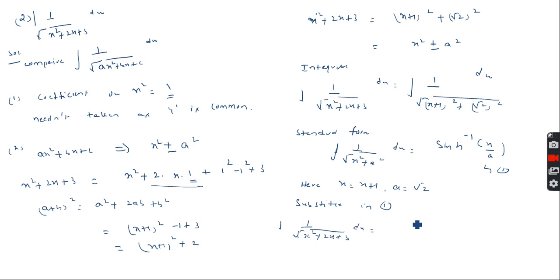So we get that the integral of 1 by root of x square plus 2x plus 3 into dx is nothing but sinh inverse of x plus 1 by a, where a is nothing but root 2. After that we can add c. So the problem is completed.